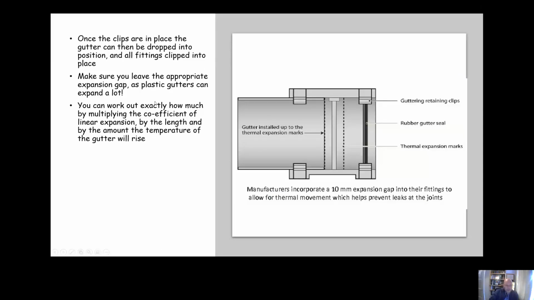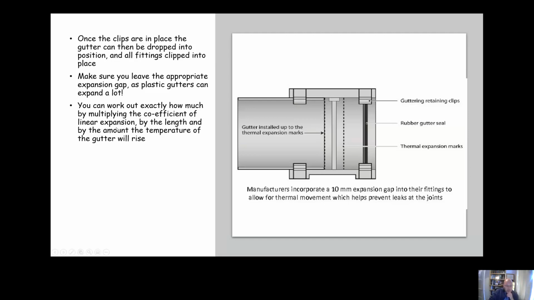Worth noting, once all the clips are in place, you drop the gutter into position and fix your fittings in place. Make sure that you leave an appropriate expansion gap in the fittings. All plastic fittings have got a mark inside them, which is normally 10mm short of the centre, which is there for thermal expansion. Make sure that you leave that gap for thermal expansion, otherwise the system might start to bow. Essentially, if it's not got space for expansion, when it does heat up and starts to expand, then it will distort the gutter.